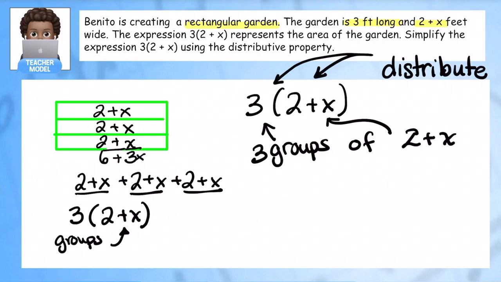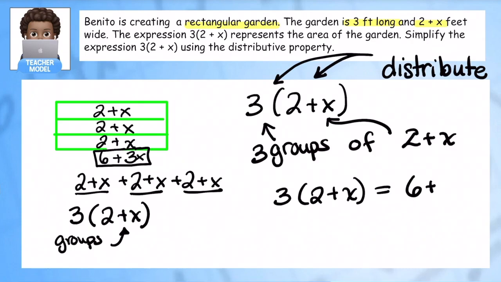So I could simplify all of this down. Instead of saying 3 sets of 2 plus x, I could say, well, I have 3 sets of 2's, which is 6. And I have 3 sets of x, which is 3x. So I can simplify this. So how do we make this true? This is what can happen, math marbles. 3 sets of 2's, which is 6. 3 sets of x, which is 3x.